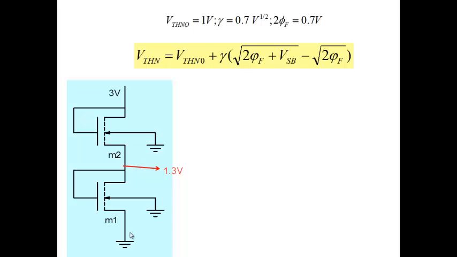What is the reason? The reason is the threshold voltage. What does threshold voltage really control? Threshold voltage controls the amount of charge in the channel, and therefore it controls the resistance of the channel here.